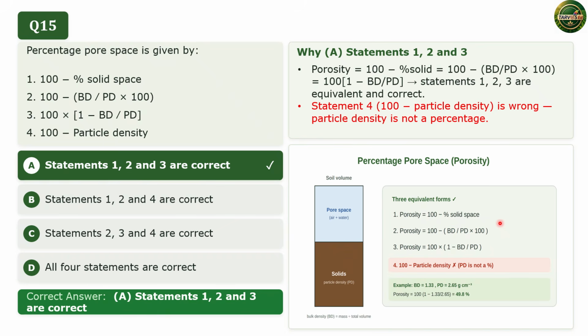So the porosity formula is 100 minus bulk density by particle density into 100. And when we factor out this 100 and this 100, we get a formula of 100 into 1 minus bulk density by particle density. So these three are correct. And coming to the fourth option, 100 is a percentage and particle density contains the unit of mass per volume, so unlike quantities cannot be subtracted. So this fourth option is not correct.